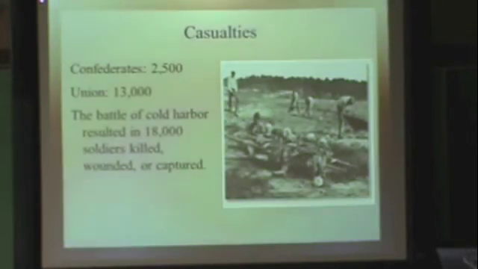The Confederates suffered 2,500 casualties, while the Union suffered 13,000. Despite these significant numbers, Grant stayed for 9 more days trying to taunt Lee's army.